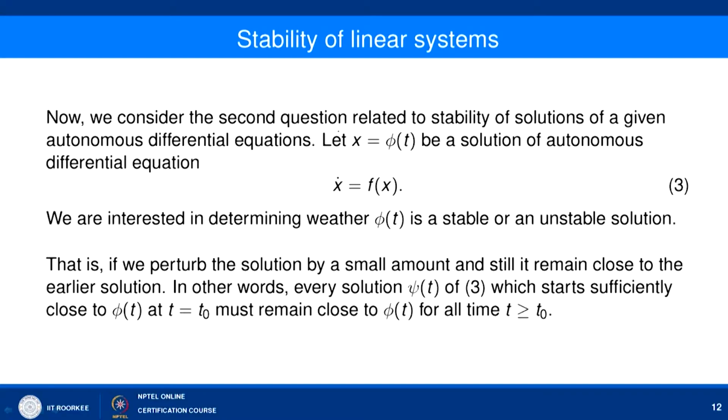Here we consider the second question, which is related to the stability of solutions of a given autonomous differential equation, that is x' = f(x). Let x = phi(t) be a solution of the autonomous differential equation x' = f(x), and we are interested in determining whether phi(t) is a stable or an unstable solution. But before that we need to understand what we mean by a stable or unstable solution.